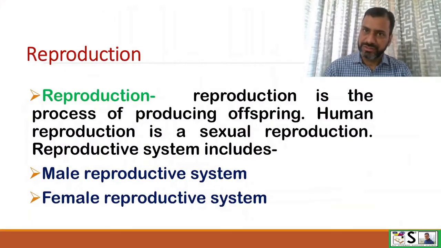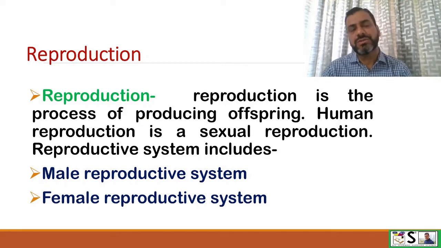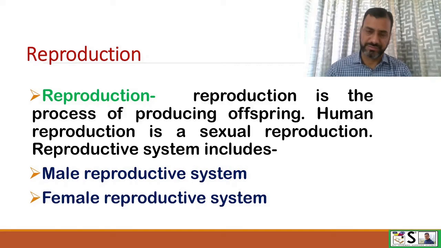What is reproduction? Reproduction is the process of producing offspring, and human reproduction is a sexual reproduction which needs two types of systems: male reproductive system and female reproductive system. In today's lecture, we will discuss about male reproductive system.